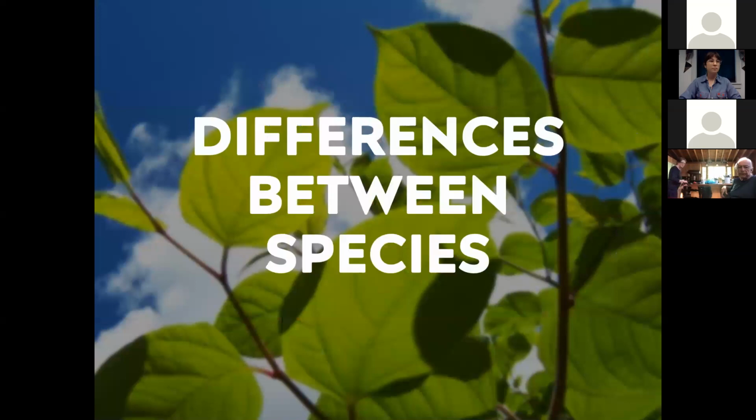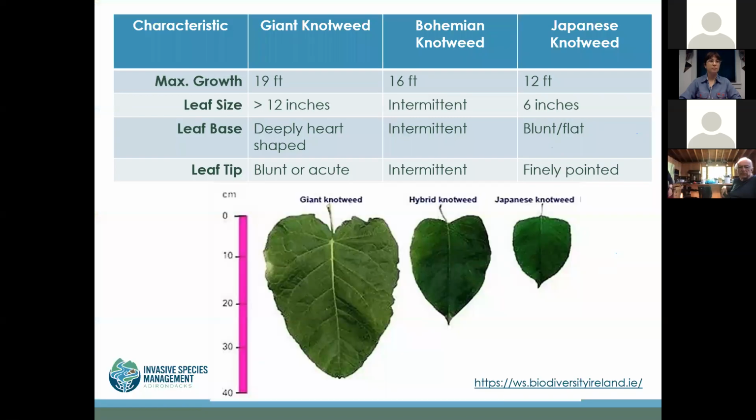So let's talk about some of the differences between species. As I noted, there are 3 species present in the Adirondack region. We have giant knotweed, Bohemian knotweed, and Japanese knotweed. And I put Bohemian knotweed in between the other 2 species because it's a hybrid cross of the giant and Japanese knotweed. The first way you can tell the difference between these 3 species is that giant knotweed grows to be the largest of the 3, sometimes exceeding 19 feet in height, where Japanese knotweed grows to about 12, so still very, very large, with Bohemian knotweed being intermediate between the two at about 16 feet.